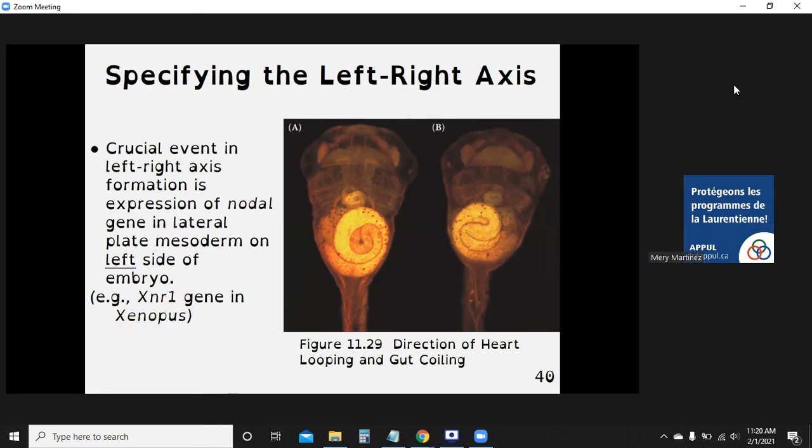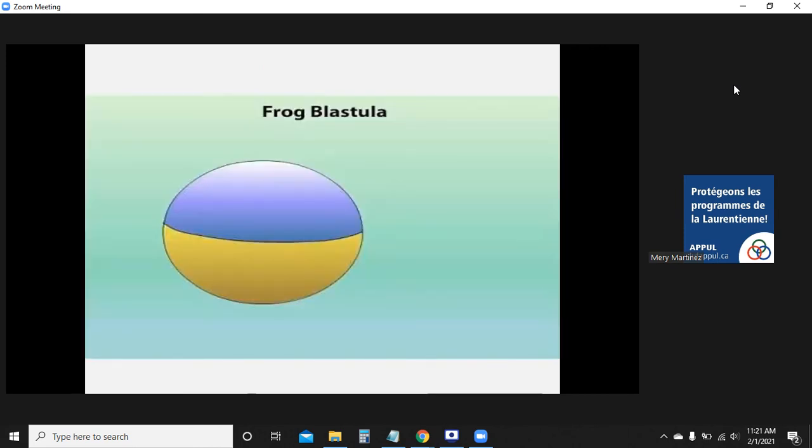Here in A, normally the intestines are coiled in one direction. If we do a knockout of this in Xenopus, we have completely disorganized coiling of the intestine, and that can be dramatic for the transit of food through the embryo. I'm just going to play a little video to show, and we will be done with this.